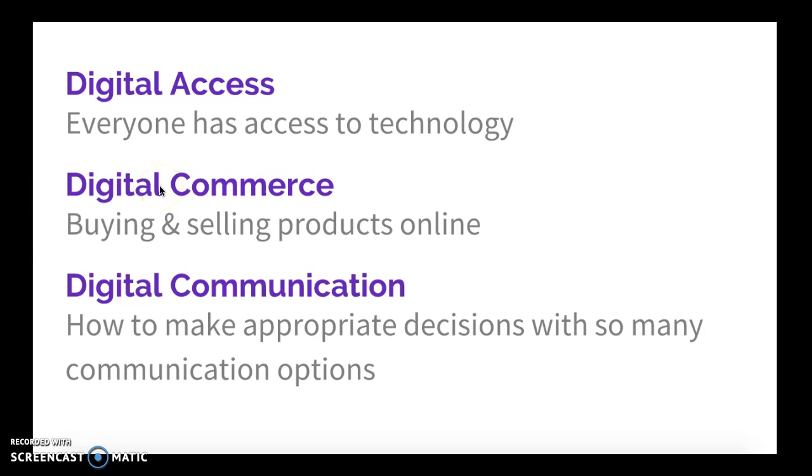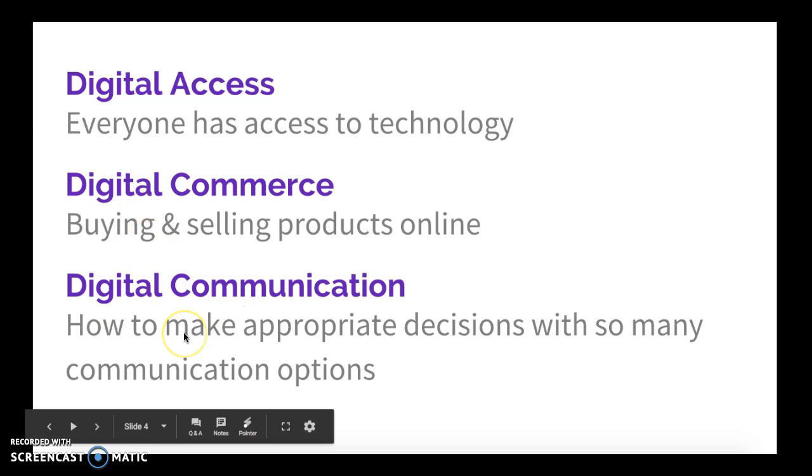The second stage is digital commerce. So many products are being sold and bought online, such as tickets, furniture, toys, and clothes, that it's important for students to learn to become effective and safe consumers by avoiding things like pornography and illegal downloading.